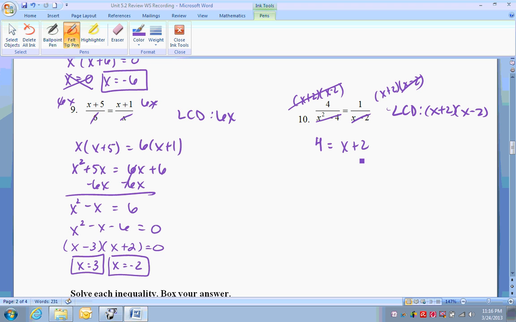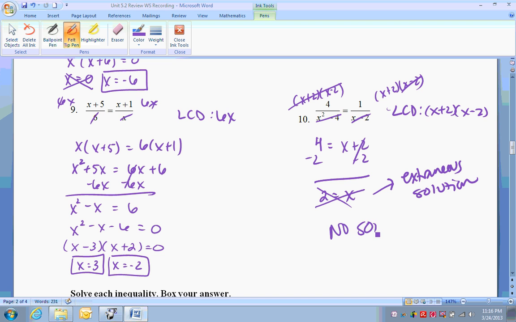So now we just subtract 2 from both sides, and you get 2 is equal to x, or x equals 2, and you realize that that is an extraneous solution because that'll give you a 0 in the denominator. So problem number 10 has no solution.